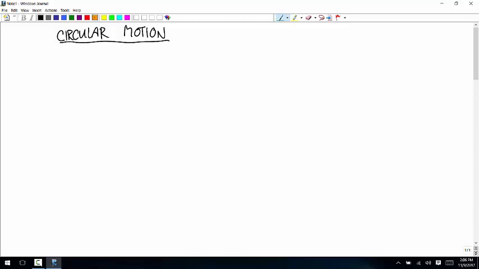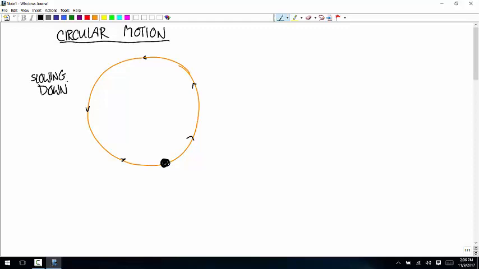So let's think about an object moving in a circular path. Imagine that's a circle. And the thing's going this direction around that path. And let's say that we're interested in the object here. And let's say it's slowing down as it goes around this path. Then we know that the velocity vector is like this. That's always tangent to the path.